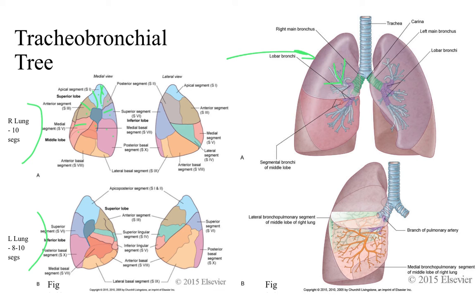So notice here that segments 1 and 2 are combined into one, so that would actually give you 9 segments in this case. So just be aware that there are 10 in the right, and 8 to 10 in the left. But for our purposes, you don't need to know specifically what the segments are, but be aware that these bronchi branching out supply these segments of each lung.